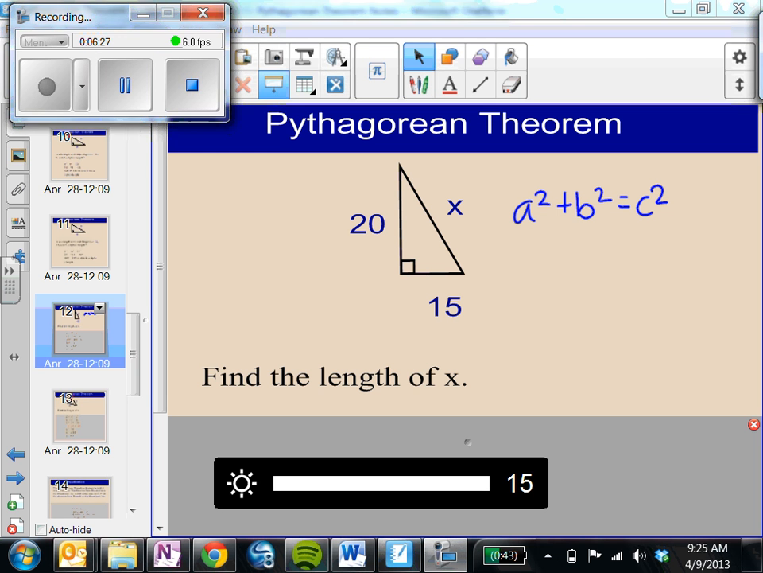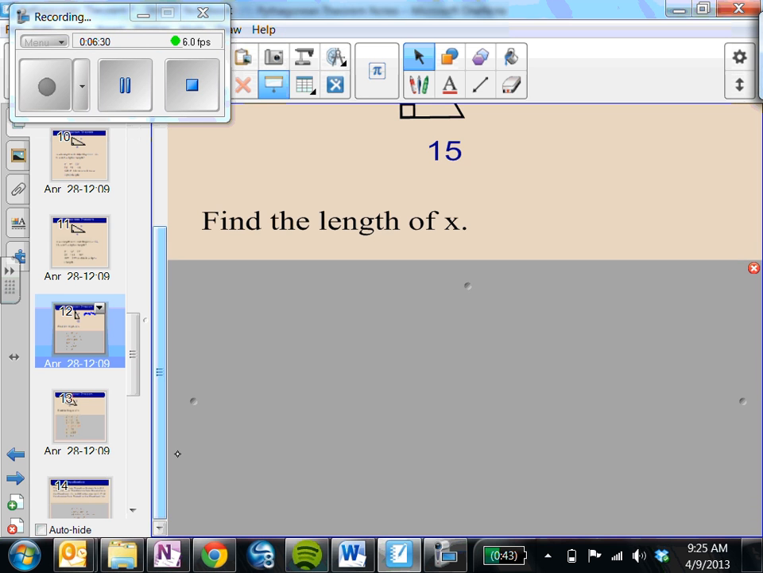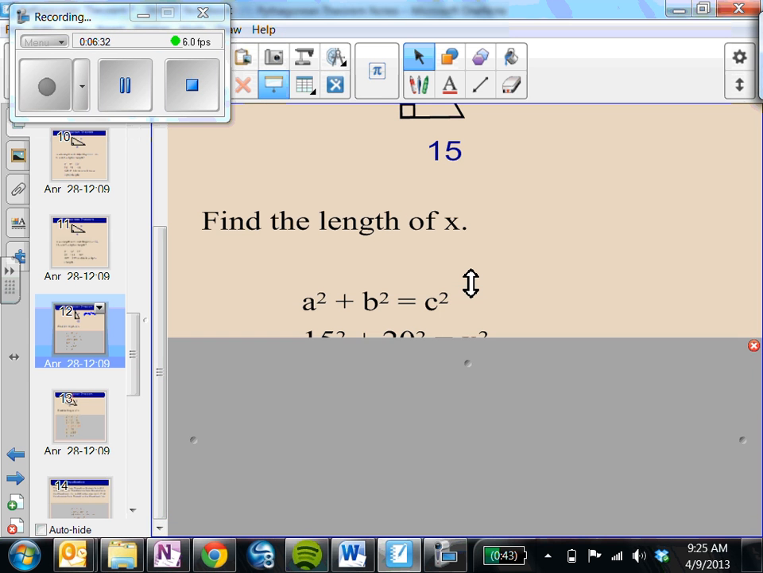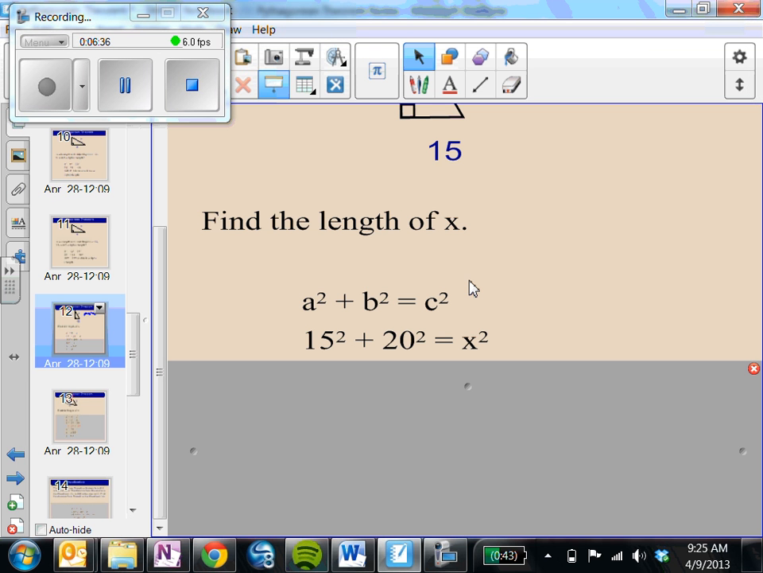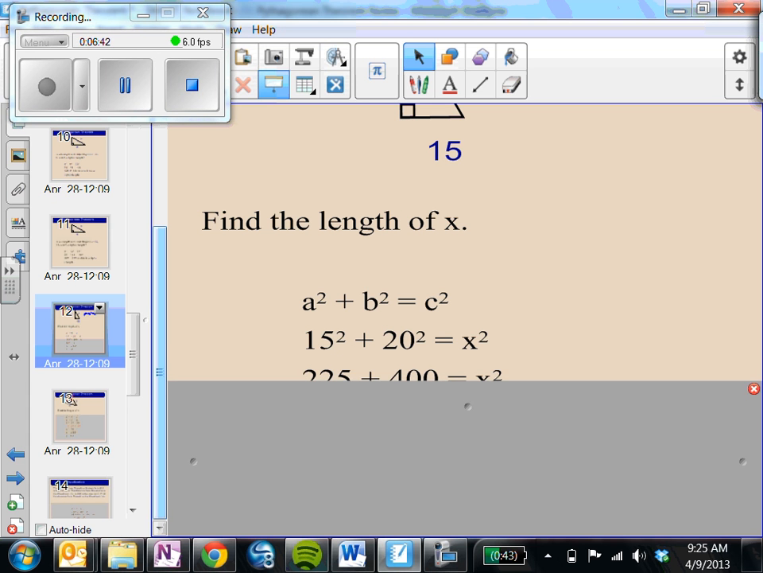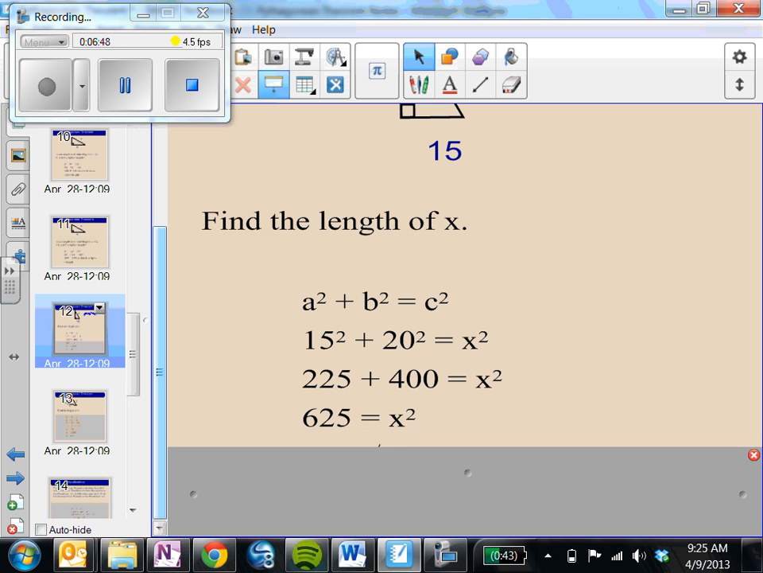All right, so we're going to substitute the lengths of the sides in the place of our formula. And when we do, we get 15 squared plus 20 squared equals x squared. We're solving for the hypotenuse, so the x goes in place of c. Or you can put a c there, it doesn't matter. 15 squared is 225, 20 squared is 400. We're going to add those together. We get 625 equals x squared.